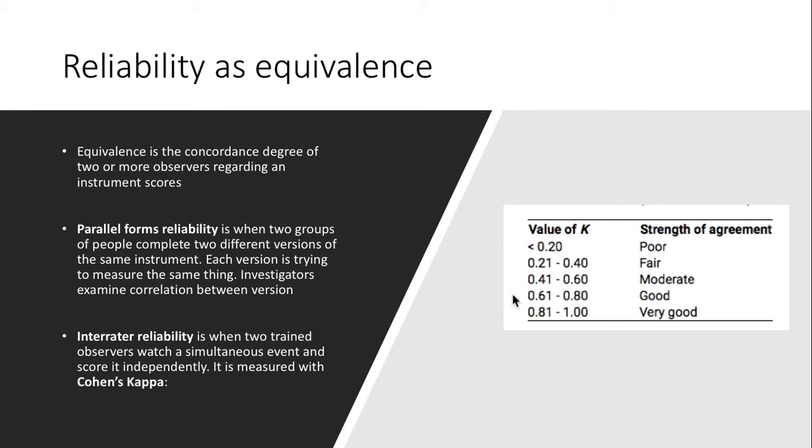This is, for example, when you have 2 trained observers watching some sort of an event and they score it independently. Sometimes you see this in simulation research where investigators are grading, say, students going through a scenario, and then they compare their scores, and that's commonly reported with Cohen's kappa, and you can see the values in terms of the strength of agreement. You want to be upwards of 0.8 to 1 as your goal for a very good measure of agreement.